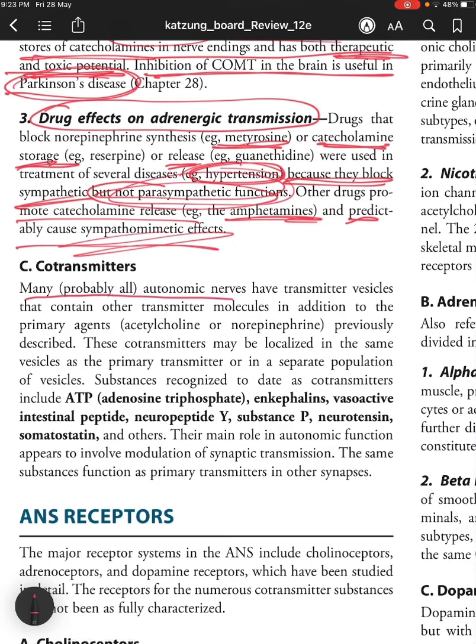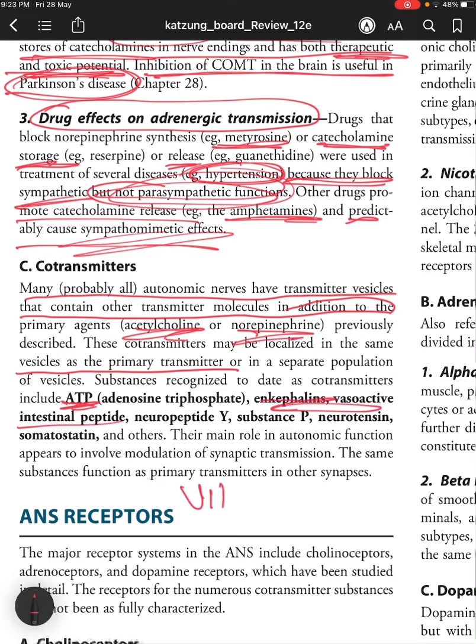Next, coming to co-transmitters, many or probably all of the autonomic nerves have transmitter vesicles that contain transmitter molecules in addition to the primary agents such as acetylcholine or norepinephrine previously described. These co-transmitters may be localized in the same vesicles as a primary transmitter or in a separate population of vesicles. Substances recognized to date as co-transmitters include ATP, enkephalins, vasoactive intestinal peptide or VIP, neuropeptide Y, substance P, neurotensin, somatostatin, and others. Their main role in autonomic function appears to involve modulation of synaptic transmission.